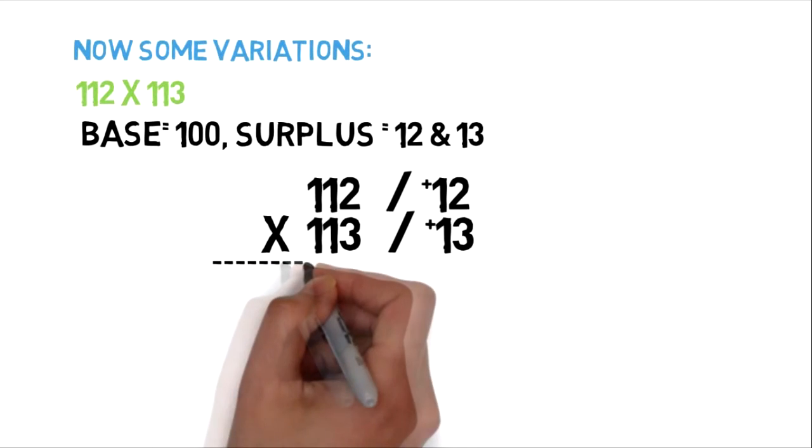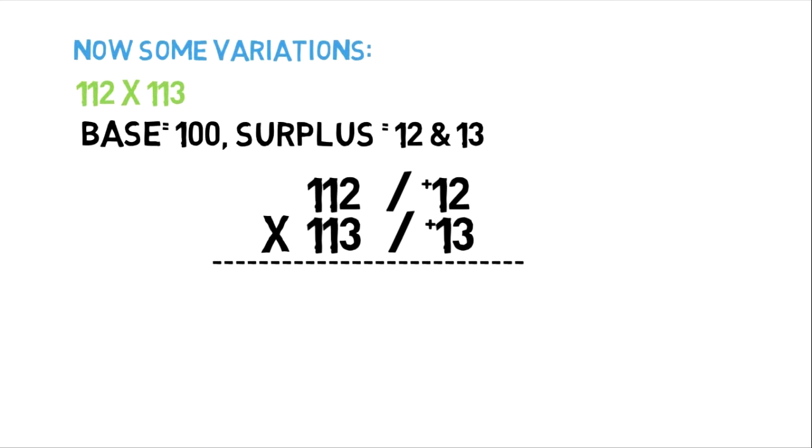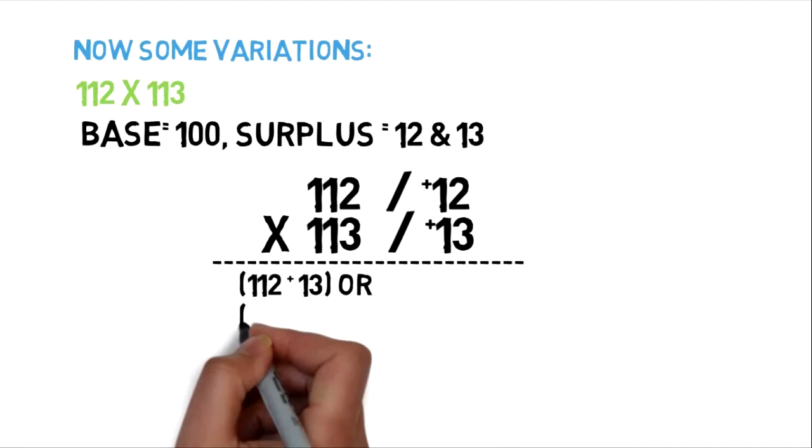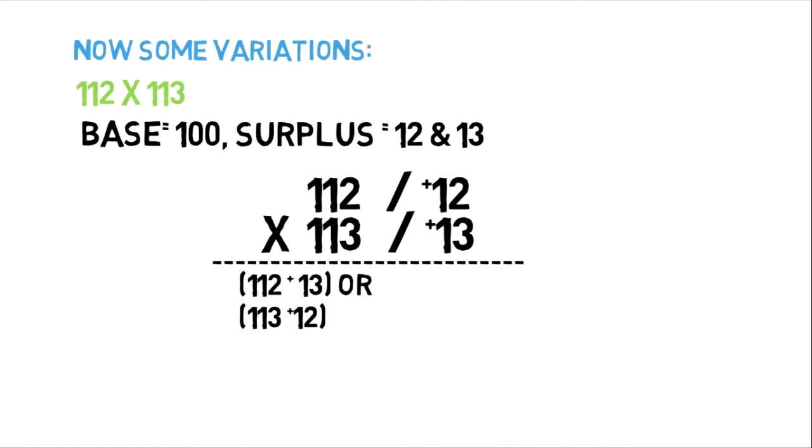Now again, we would write on the left hand side 112 plus its opposite surplus, or 113 plus its opposite surplus, slash the product of the two surpluses, which stands out to be 156. Now here is a simple thing that we have to keep in mind, or you can say it's a formula you have to keep in mind. The number of zeros we have in the base should be equal to the number of digits on the right hand side of the slash.